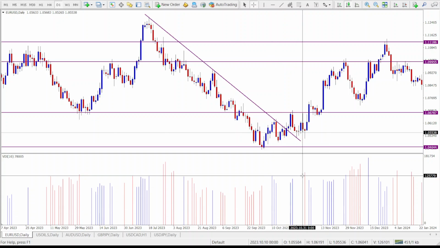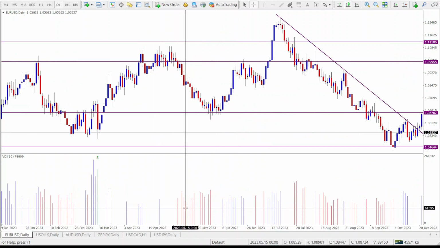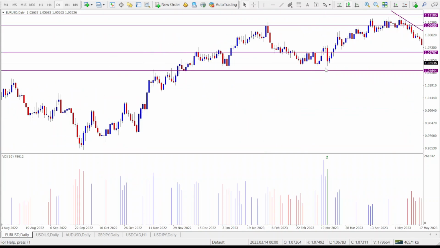Those are what will give you an idea of what the market is currently doing, what the price is currently doing, the direction of the market at a given time. When you have a series of consecutive reds, it shows that there is selling pressure. When you have a series of consecutive blues, it shows that there is buying pressure. So it's as easy as that.